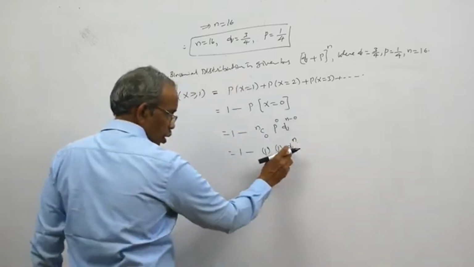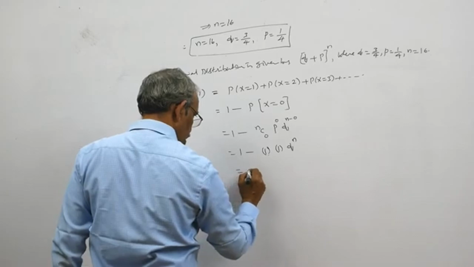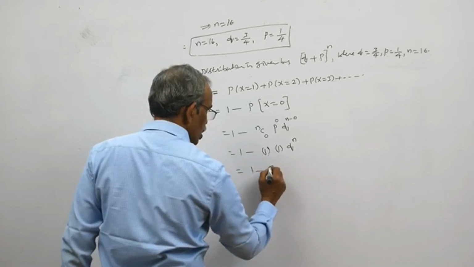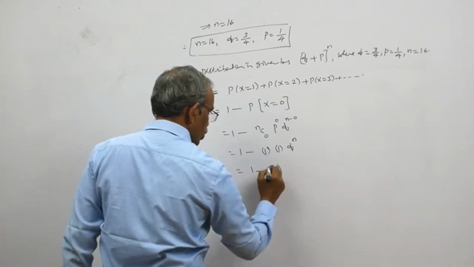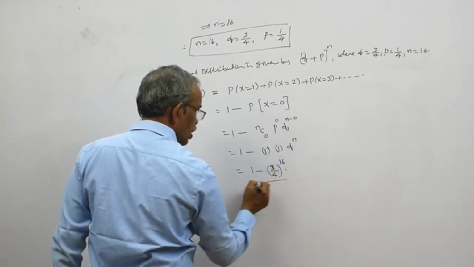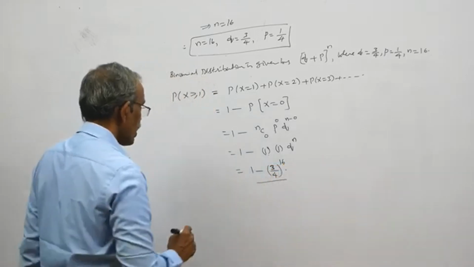Here we substitute the values of q and n. That is equal to 1 minus q, q means 3 by 4 whole to the power of n, n equal to 16. This is the probability of x greater than or equal to 1.